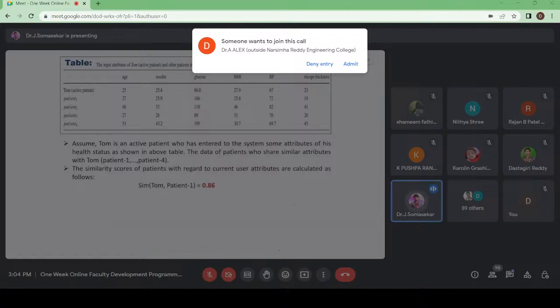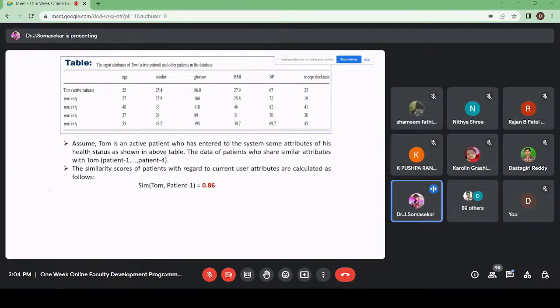So how to find similarity? We can apply cosine similarity, or we can apply the PCC similarity measure. Just now we discussed, first we have to look for similarity between Tom and patient 1. What is the value? 86. We know how to calculate it by using the correlation coefficient. After that, similarity between Tom and patient 2 is 51%. Tom and patient 3 is 49%. And finally, Tom and patient 4 is 4%.